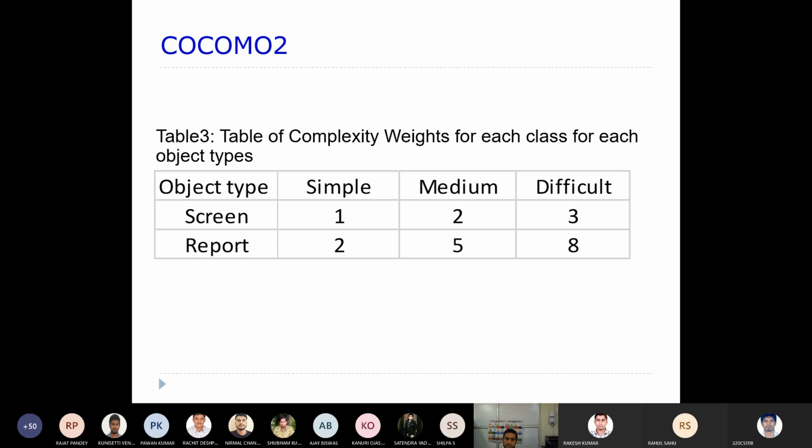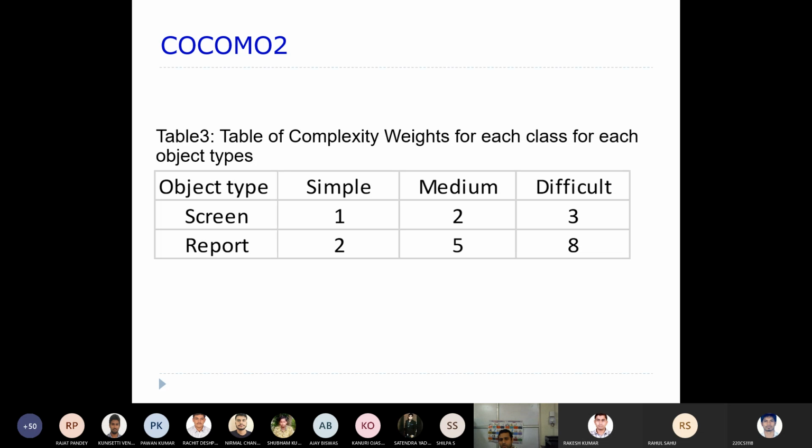So these are the weights, given like this. Let's say you have an object type, here a screen, and that particular screen is a very simple one, then you will be giving an object point of 1. Now if the screen is of medium complexity, then the weight will be 2. Difficult is 3. Similarly for reports there are points also.